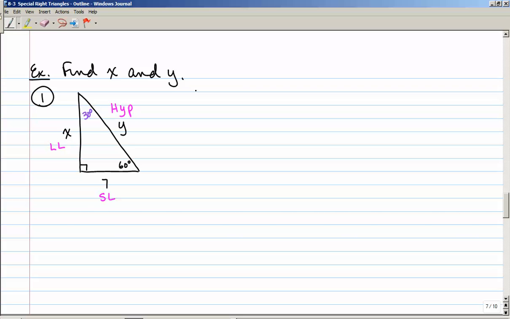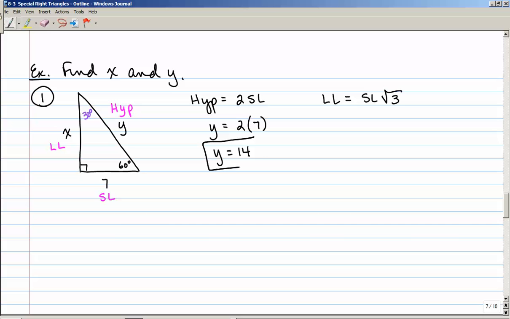So let's use a couple of those little formulas. I know that the hypotenuse is equal to 2 times the short leg. And I know that the long leg is equal to the short leg times the square root of 3. So my hypotenuse is y. My short leg is 7. So y is equal to 14.